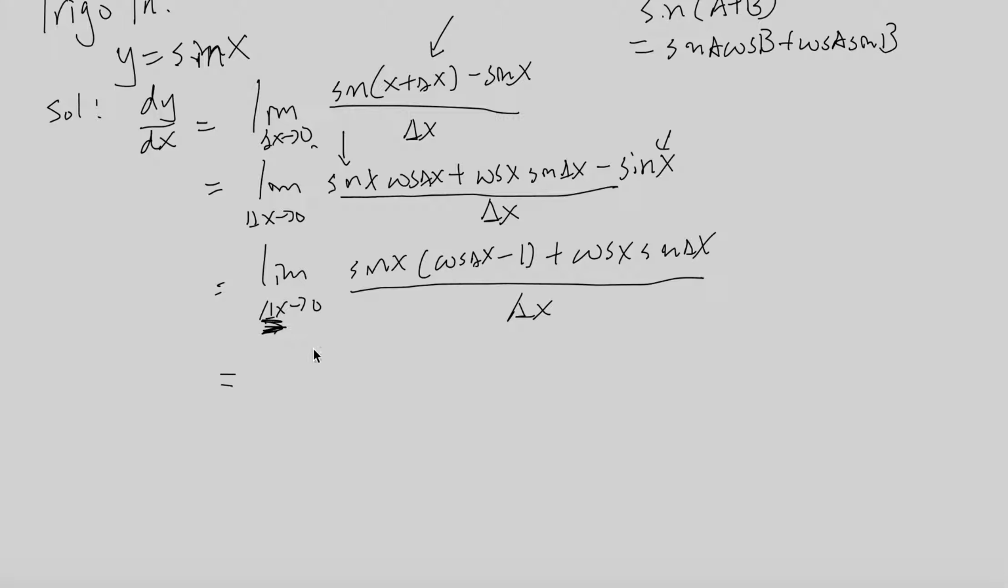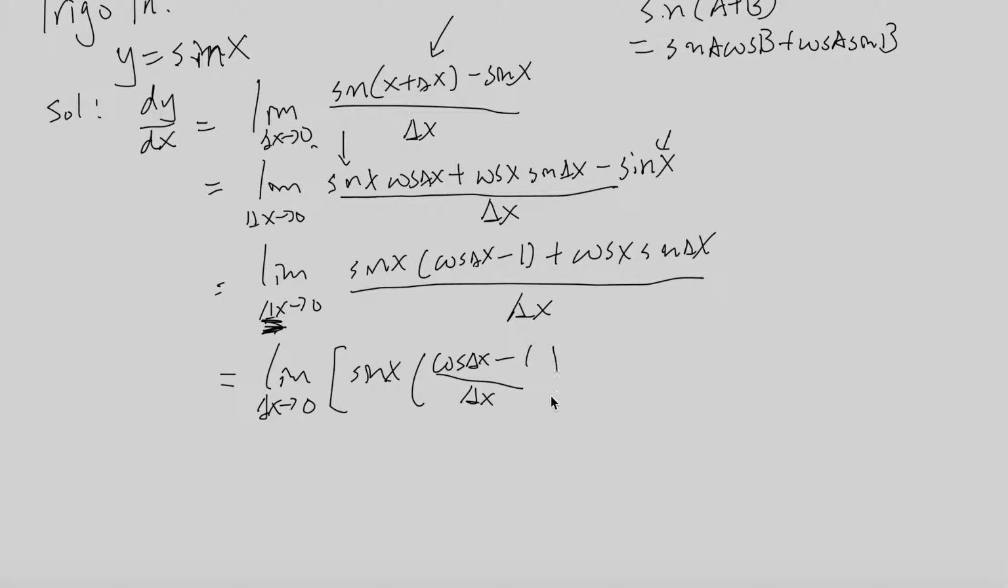Let me clear it. The limit as delta x tends to 0. Now we can write the whole thing in this way. I want to split this fraction into two.